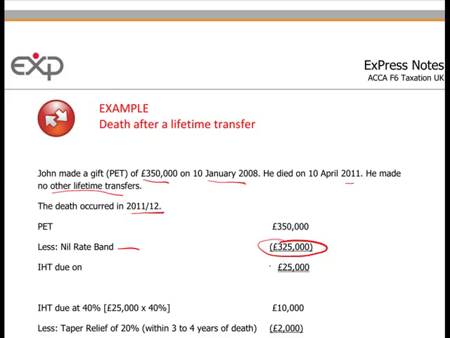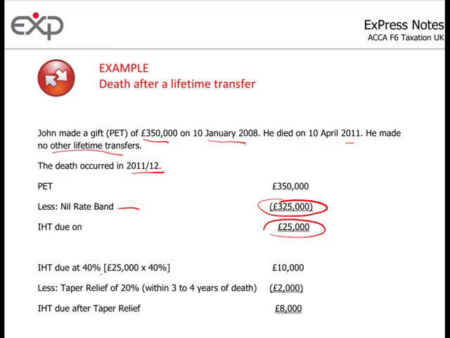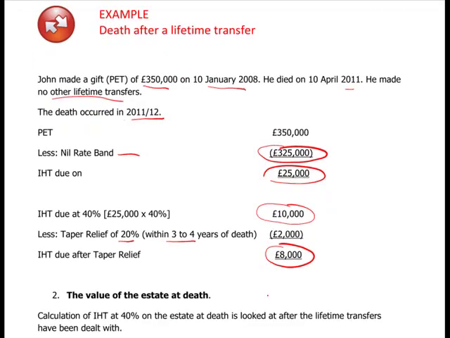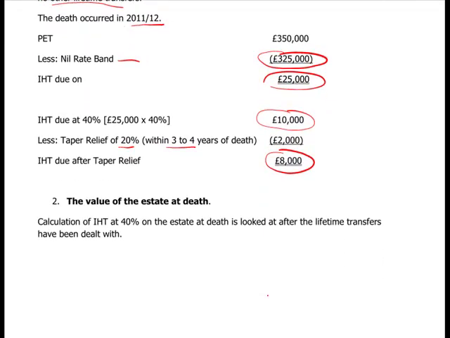IHT due on 25,000 is 40%. 25,000 times 40% is £10,000. Taper relief, because it's between 3 and 4 years, is 20%. So you knock off 20% of the tax, which gives you 2,000, and then IHT due after taper relief is 8,000. Calculation of IHT at 40% on the estate at death is looked at after the lifetime transfers have been dealt with.